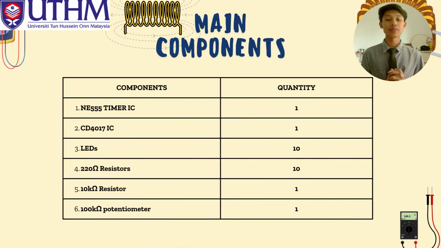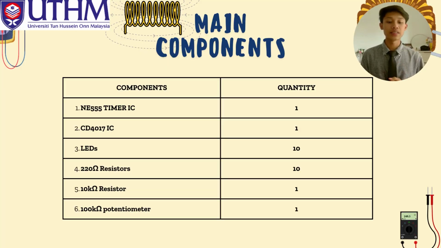Next, I would like to explain the main components used in this project. The first component is the NE555 timer IC, which operates in astable mode to generate continuous clock pulses. These pulses determine the speed of the LED running sequence. The second component is the CD4017 decade counter IC. It receives the clock pulses from the NE555 timer and activates its output pins sequentially, causing the LEDs to light up one after another. The project also used 10 LEDs as the visual output.